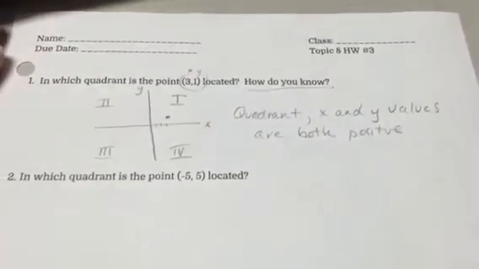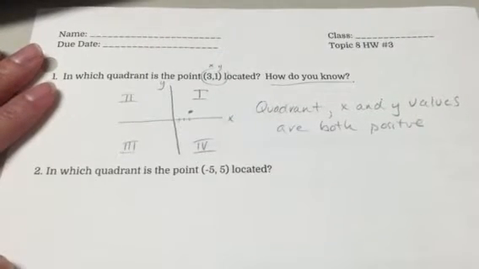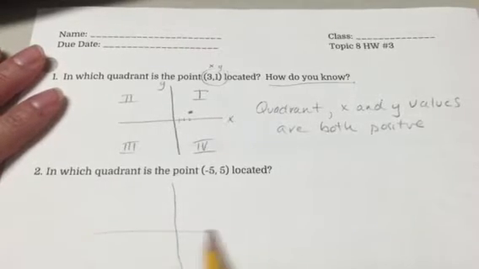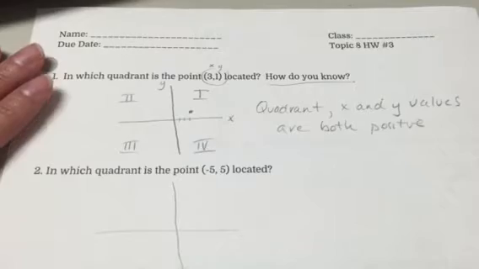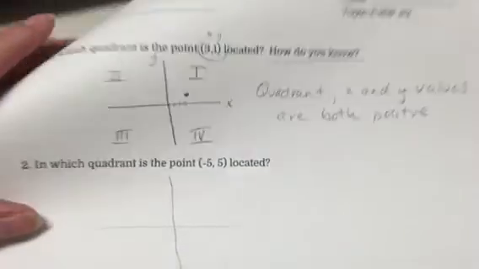All right, take a look at number 2. It's asking the same thing. It says, in which quadrant is the point negative 5, 5 located? So do the same thing. You're going to draw another graph. Label it just how we did above, and I'm going to let you guys solve this one.